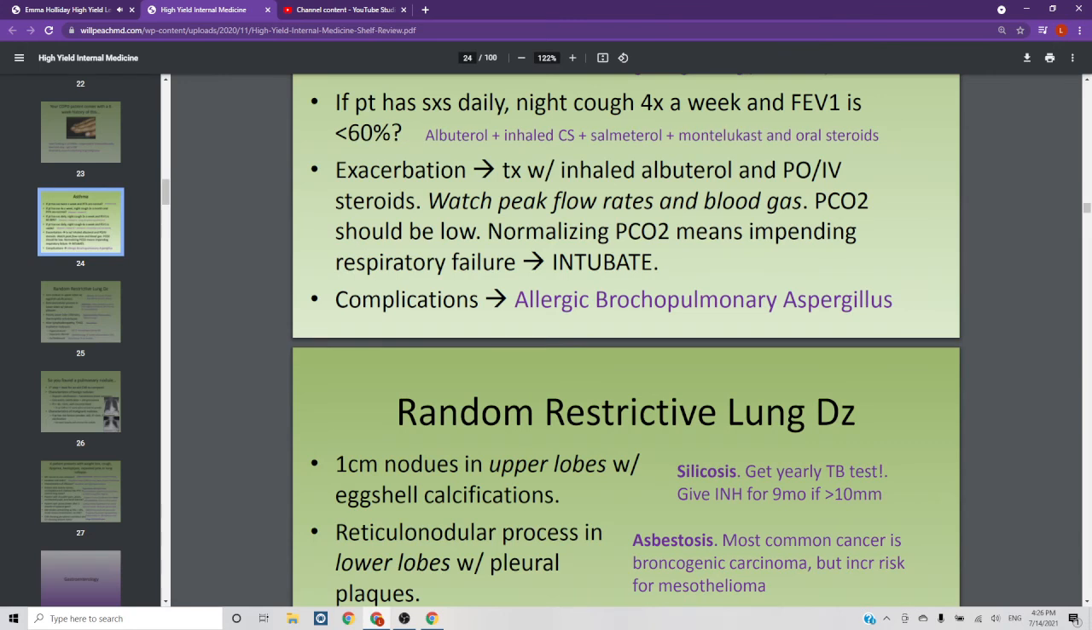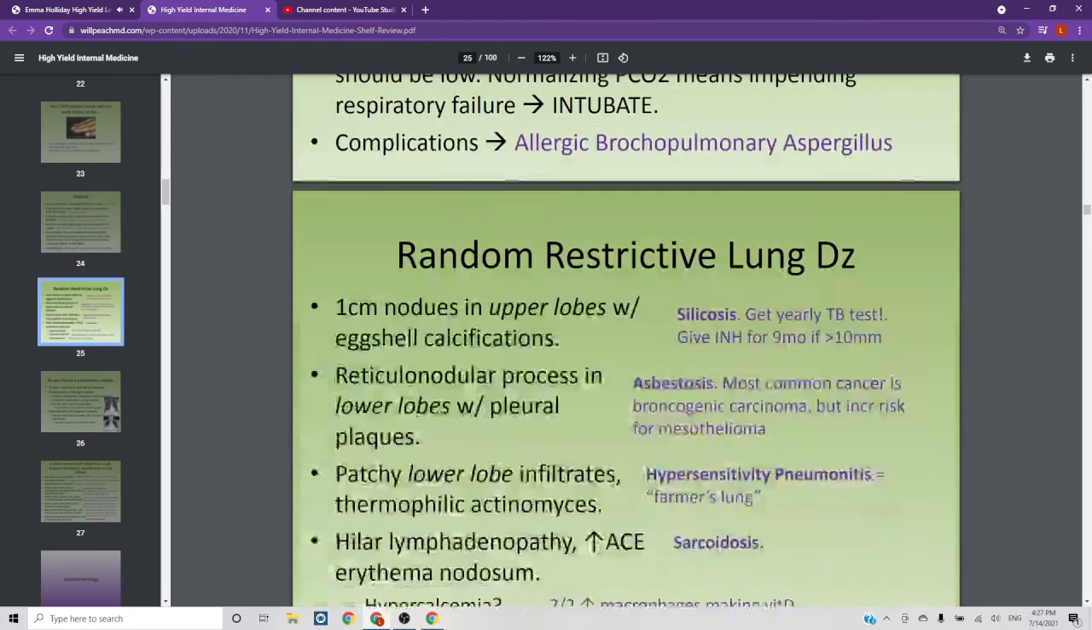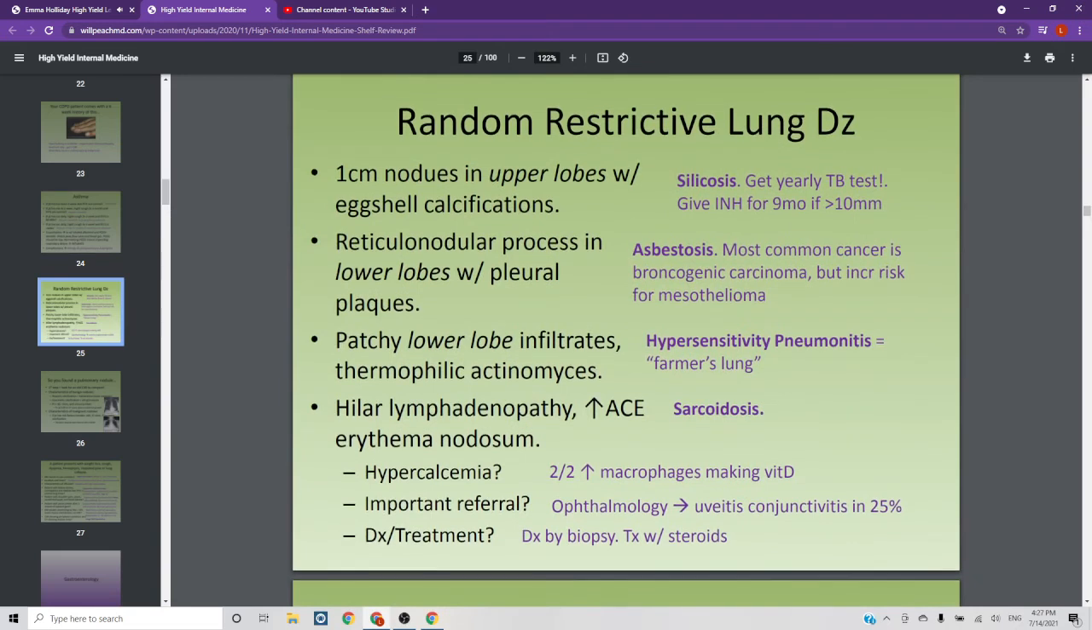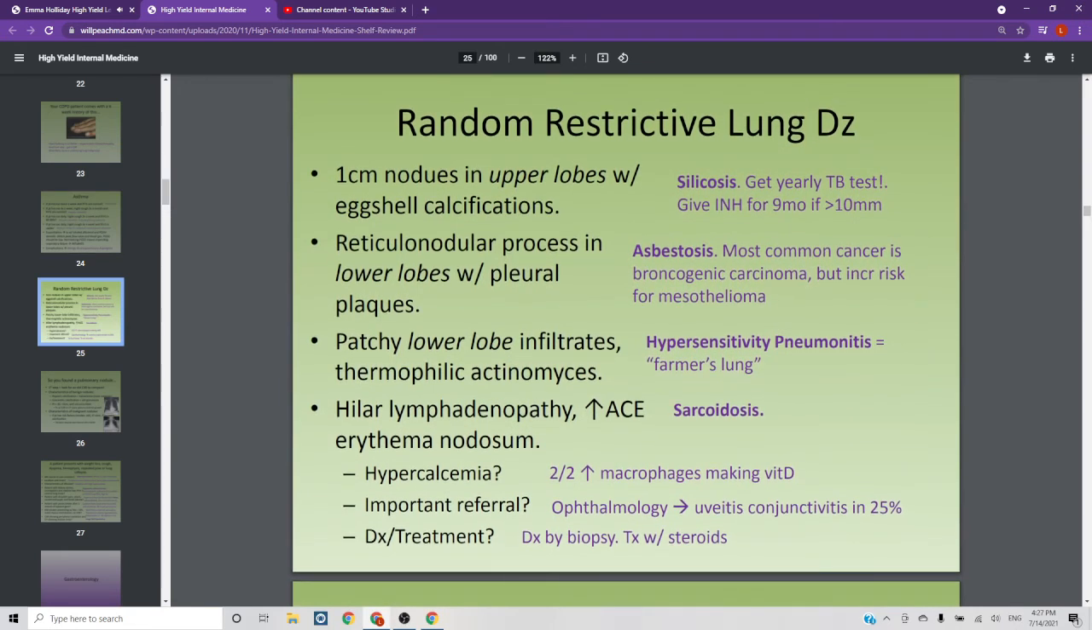And then a complication, this is more in kiddos. There's a complication of asthma, allergic bronchopulmonary aspergillosis. There's a special antibody we look for in the blood for this, probably lower yield. Okay, so that's the obstructive diseases. Let's talk about some restrictive lung disease. If they describe 1 centimeter nodules in the upper lobes with eggshell calcifications, that's the big buzzword there. It's so silly. Silicosis. So that's silicosis.